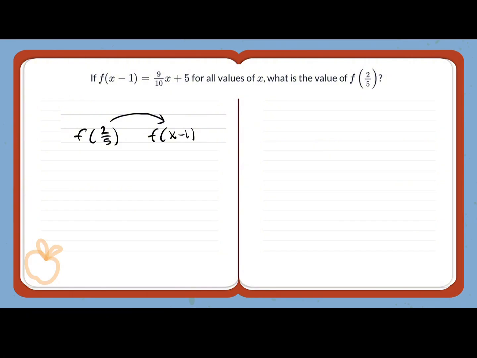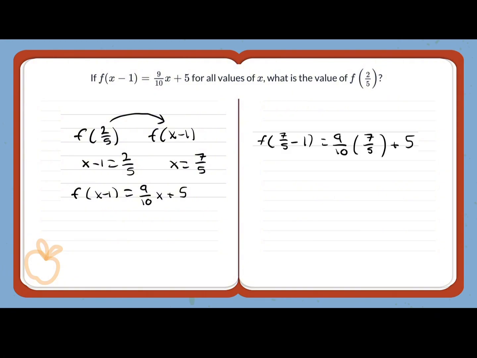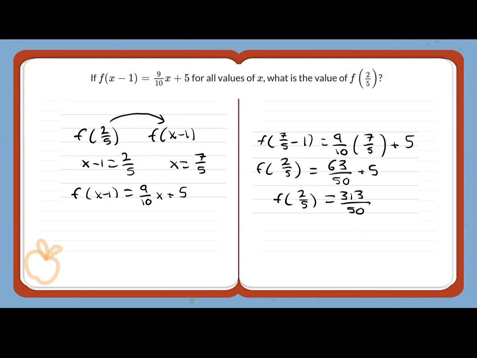But what you're supposed to do is f of 2 over 5 will directly be equal to f of x minus 1, meaning you'll have x minus 1 equal 2 over 5. So if you solve that out, x will equal 7 over 5. Then f of x minus 1 equals 9/10 x plus 5. Then you'll just plug in the x we got from before, and you'll end up with f of 7 over 5 minus 1 equals 9/10 times 7 over 5 plus 5. So when you plug it in and do the math, you'll end up with 313 over 50.